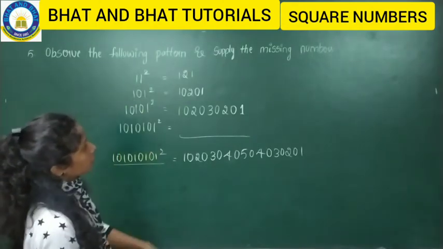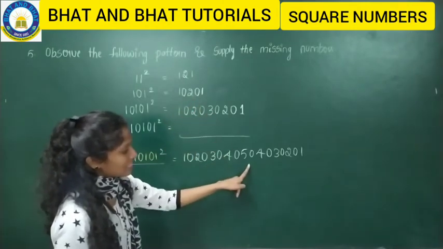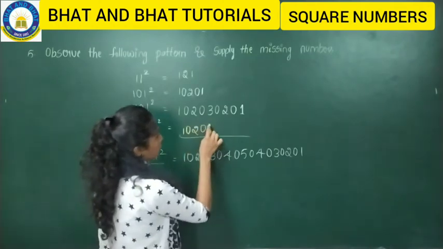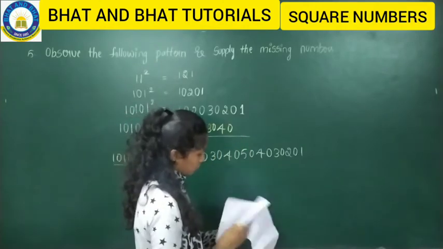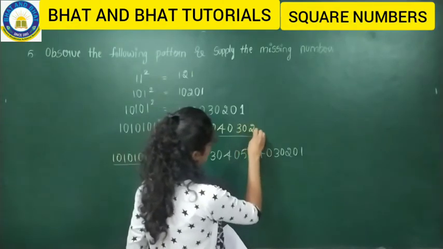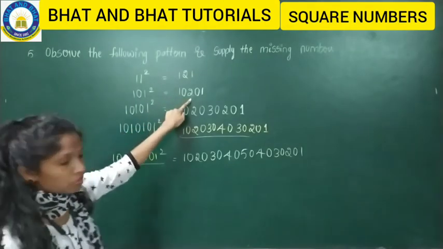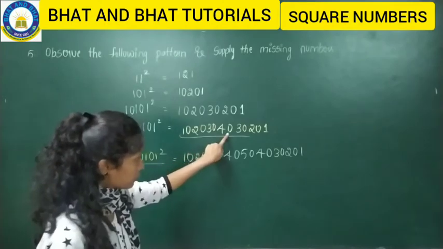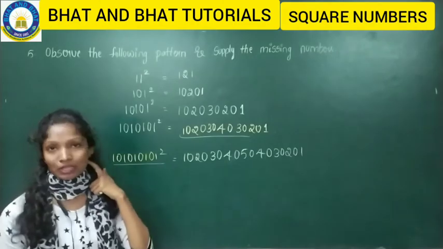And here also, it ends at 20, ends at 30, and here ends at 50. But here the missing one is going to end at 40. 30, 40. Again, after 40, what will you write over here? 40, 30, 201. Got this? See here, it ends at 20 over here. Here it's going to end at 30, here it's going to end at 40, here it's going to end at 50. So this is the logic you can use.